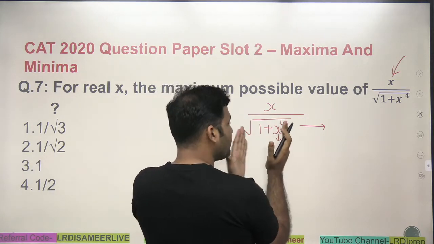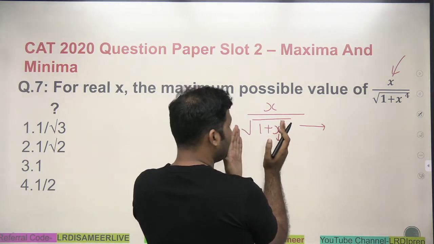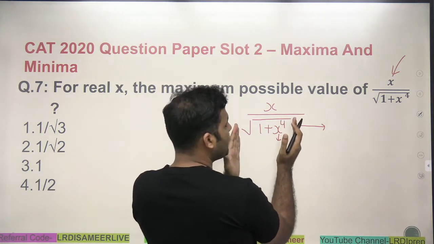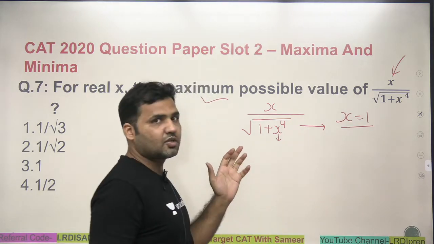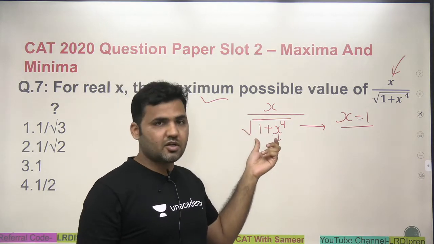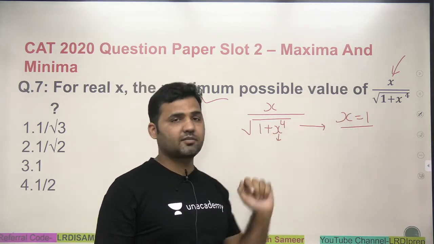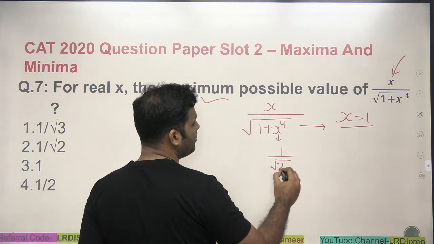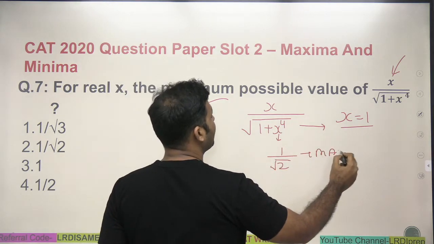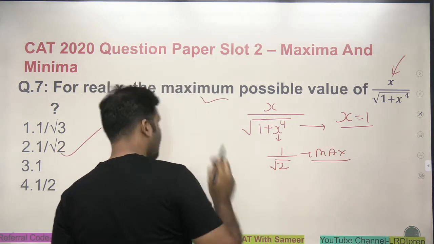So the least positive value in the denominator that you can have would be at x equal to 1. So you will have the least possible value in the denominator when you put x as 1. Now if I put x as 1, the expression will be equal to 1 by root 2, which is the max possible value, and that's it. This is the answer of the question, which is option number 2.